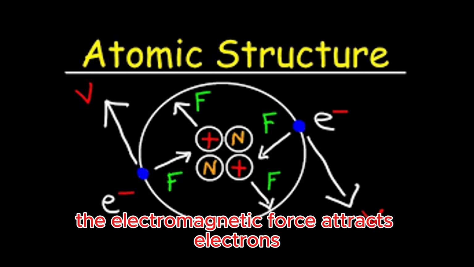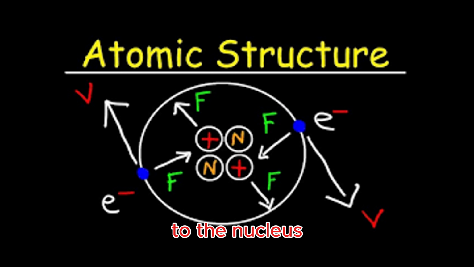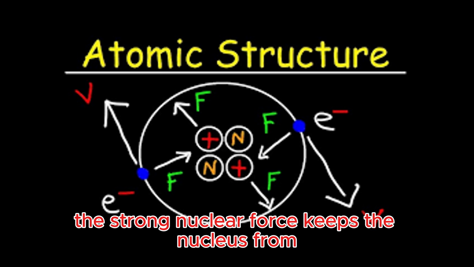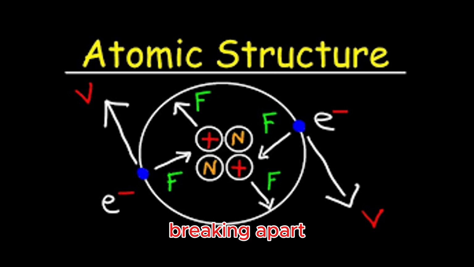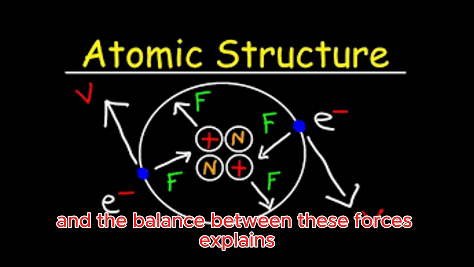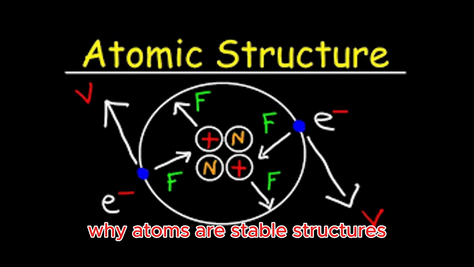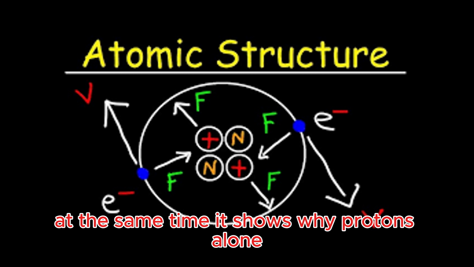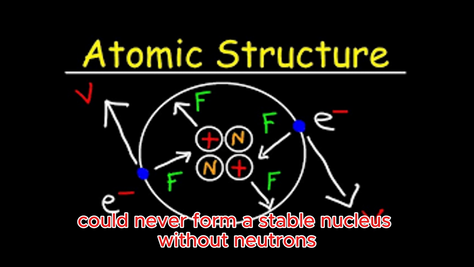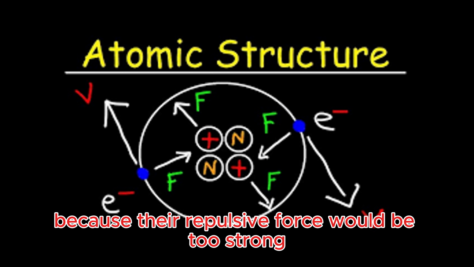The electromagnetic force attracts electrons to the nucleus, the strong nuclear force keeps the nucleus from breaking apart, and the balance between these forces explains why atoms are stable structures. At the same time, it shows why protons alone could never form a stable nucleus without neutrons, because their repulsive force would be too strong.